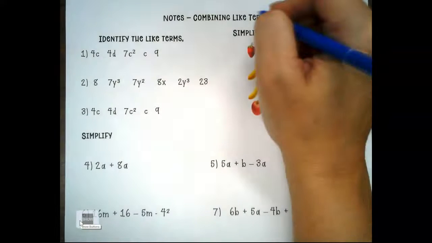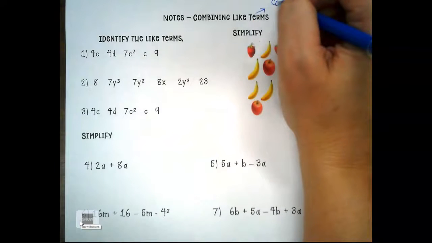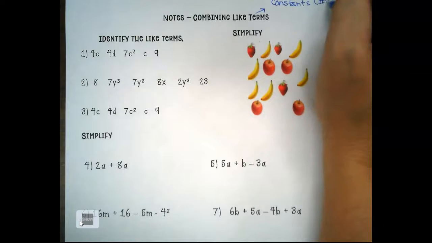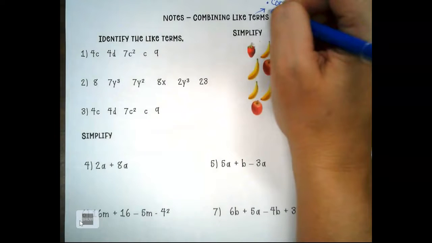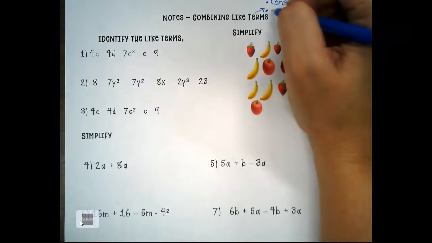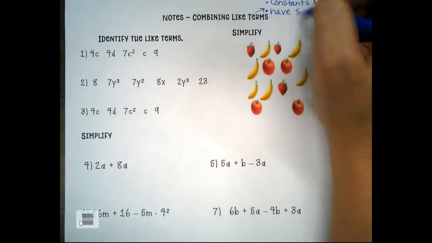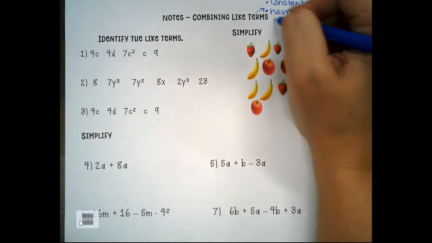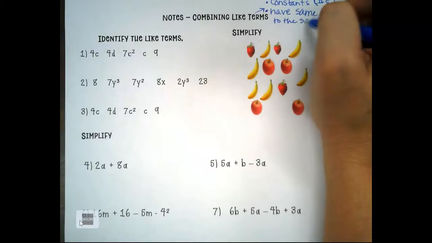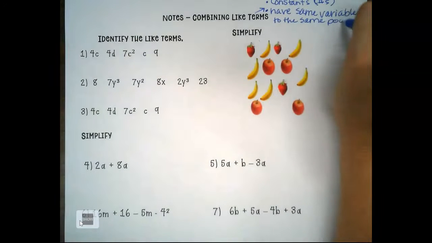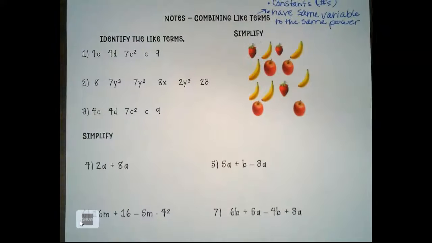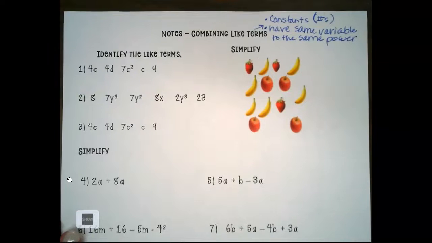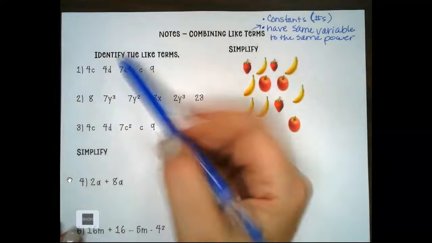Remember, like terms are constants, and those are just numbers, or like terms have the same variable to the same power. Okay, it's very important that you remember the definitions for that, because otherwise you're going to have a lot of trouble. All right, so we've got 3 problems here.